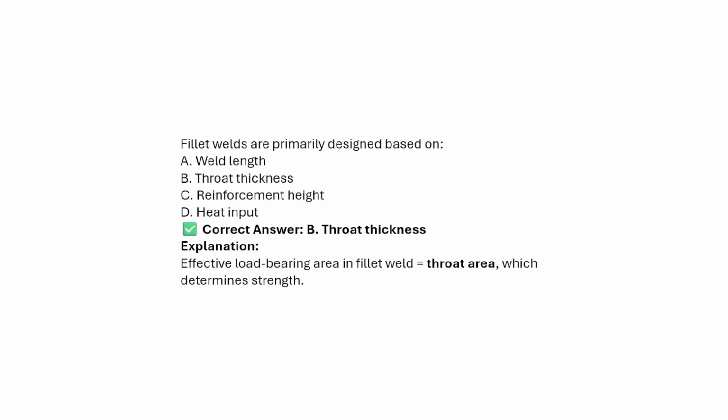The fillet welds are primarily designed based on the weld length, throat thickness, reinforcement height, heat input. Answer will be the throat thickness. Effective load bearing area in fillet welding is equal to the throat area, which determines the strength.